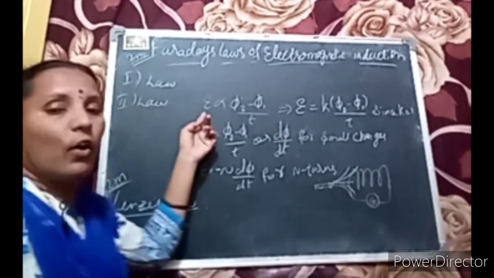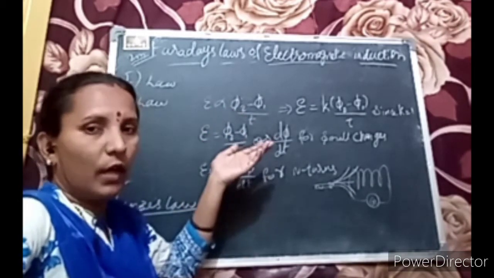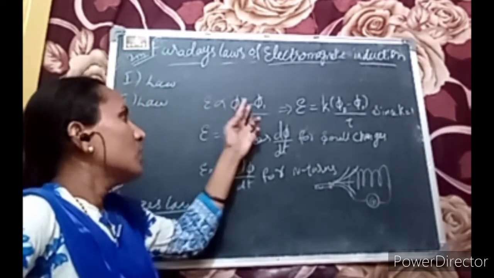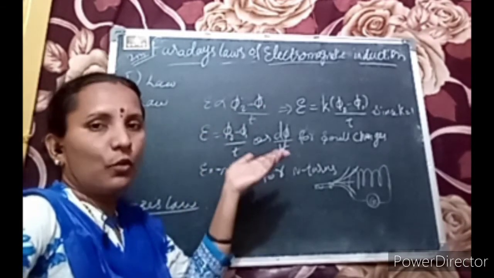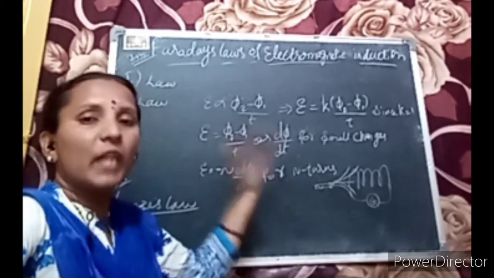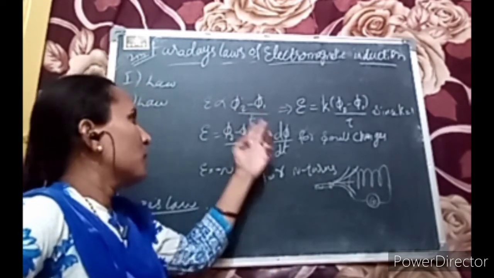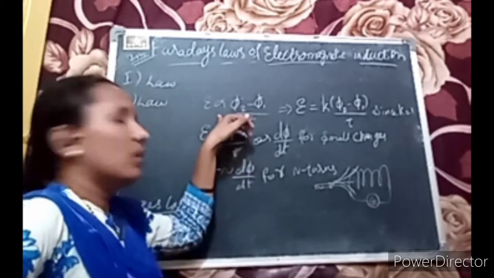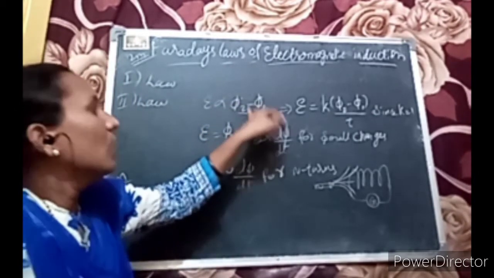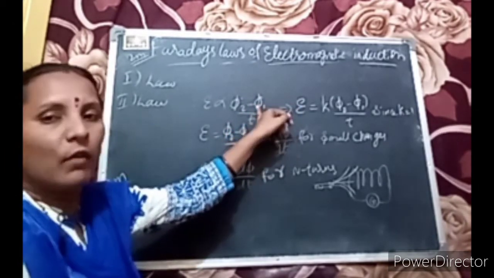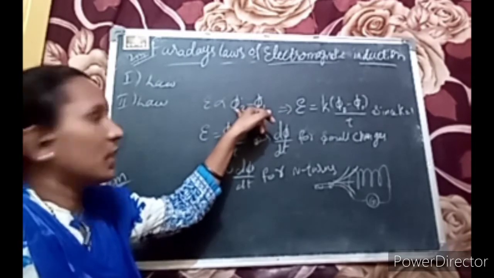According to the second law, the induced EMF in the coil is directly proportional to the rate of change of magnetic flux linked with it. So mathematically we can write, EMF E is directly proportional to change in magnetic flux, where phi1 is the initial magnetic flux and phi2 has been changed after time t.